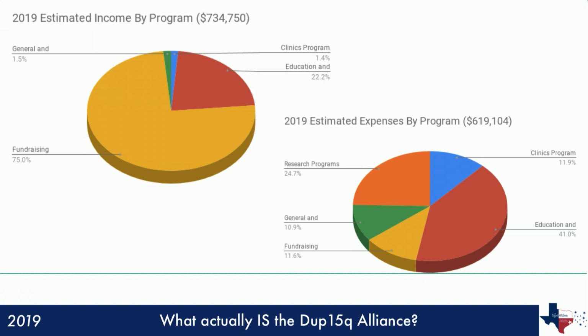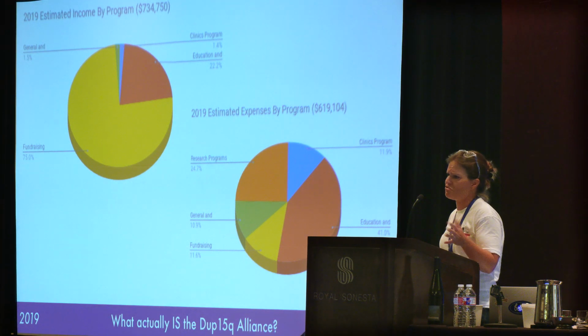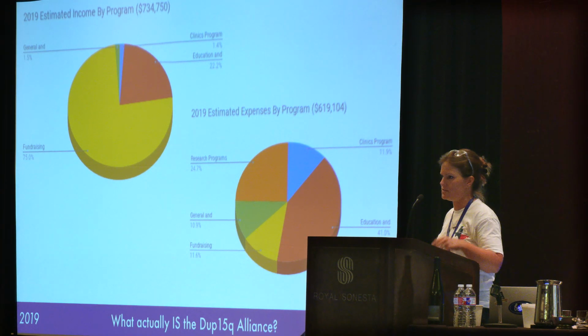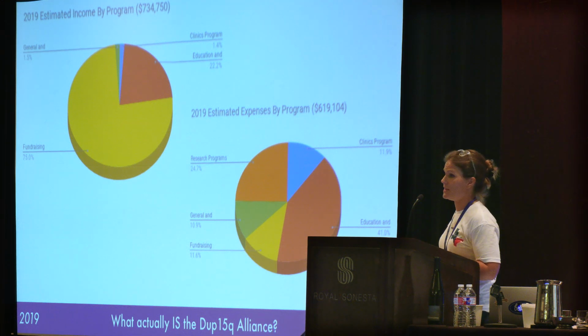And you can see we get most of our income from fundraising. We get some clinics program income. We get some education and outreach program income, and then we get some general administrative income. Those are little grants that I might apply for travel or whatnot. But in general, everything has general administration stuff. It's like paperwork costs. Then we have our estimated expenses.